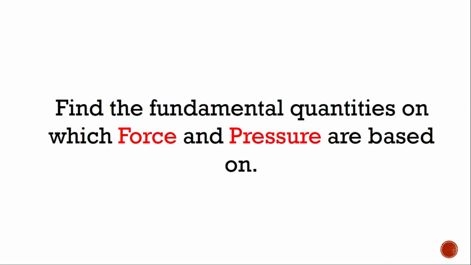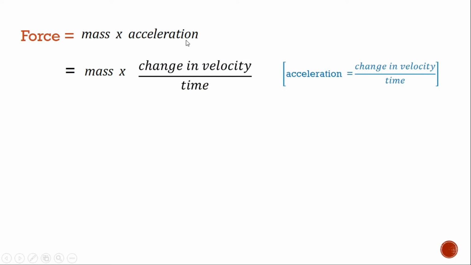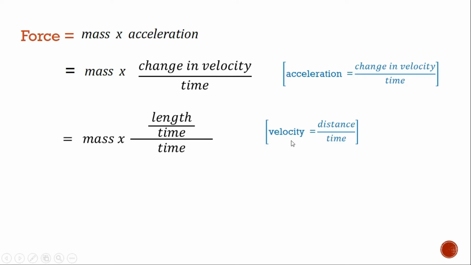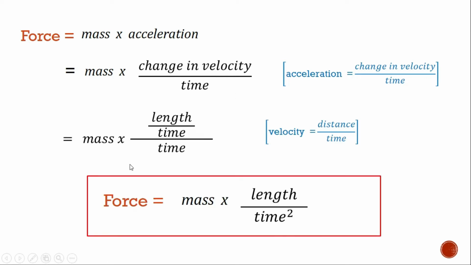If you remember, in our last class, I asked you to find all the quantities on which force and pressure depend. So let's look at force first. We know that force is the product of mass and acceleration, where mass is a fundamental quantity and acceleration is a derived quantity, which is the change in velocity per unit time. Now again, velocity being distance upon time, we can apply all of these values and rewrite the formula of force like this, which shows us all the dependent quantities of force. So now we can say that force, being a derived quantity, is dependent on mass, length and time.